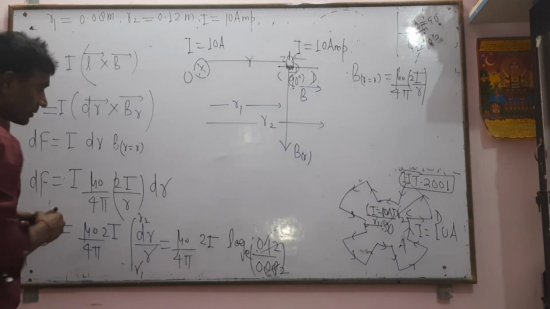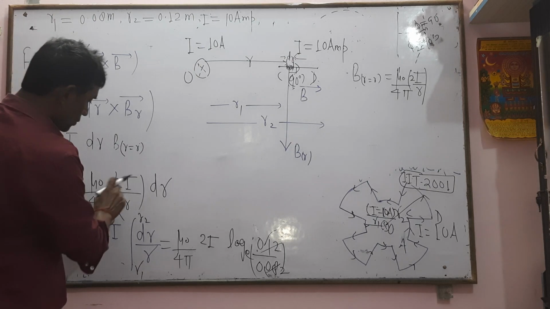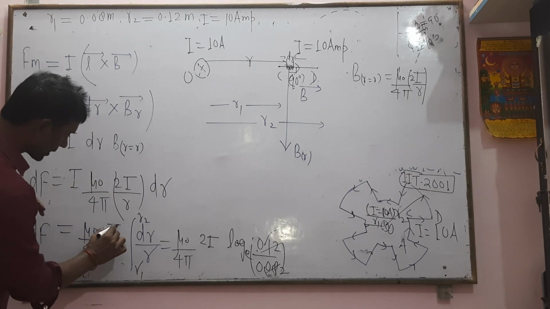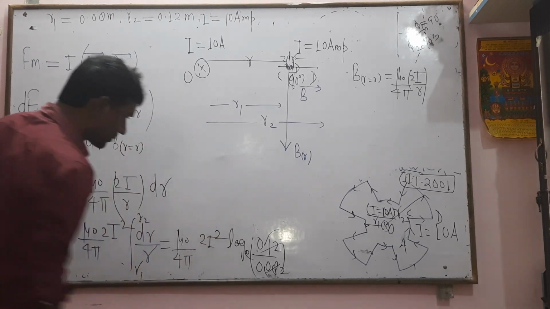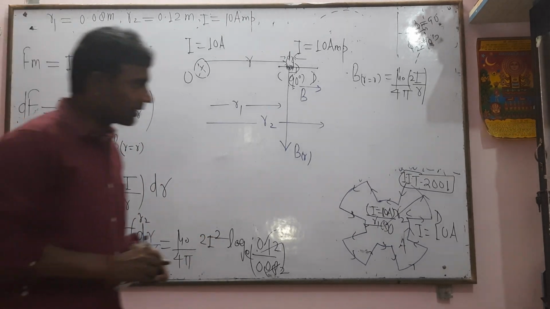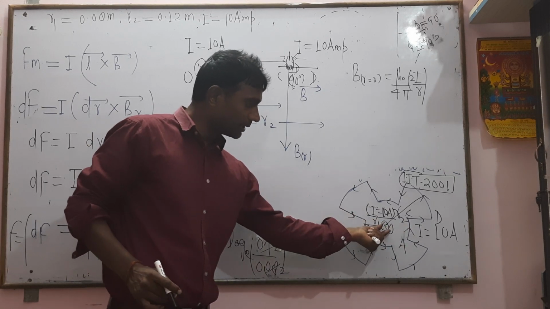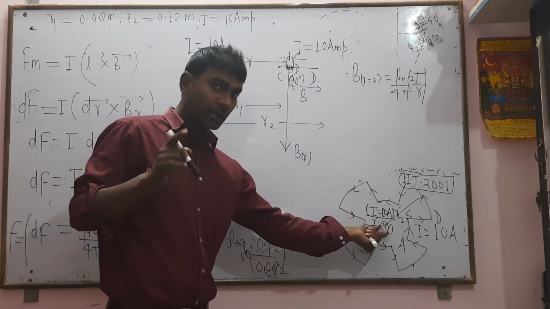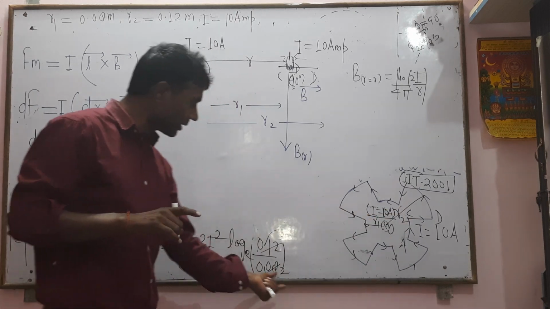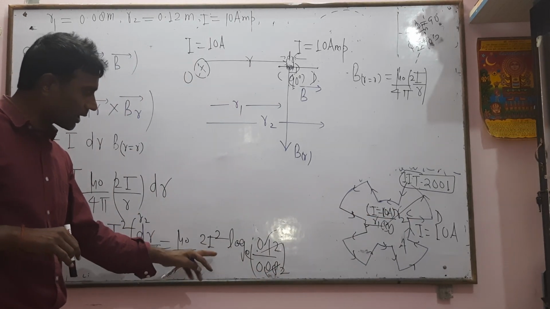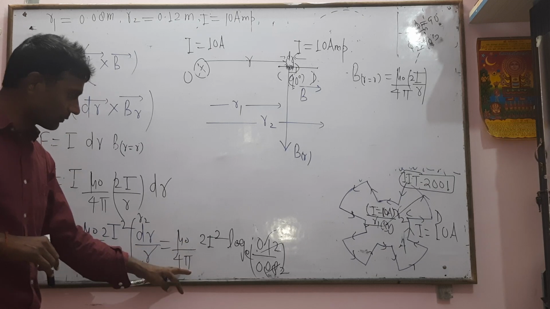But some correction will be here: I into I is I square. If the current will be the same, this is current I, and in the other wire the current is also I. Let us suppose this is 10 and this is 10. So the value is 2I square into log of 3 by 2, mu naught by 4 pi.